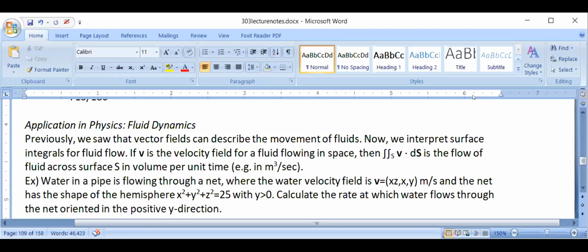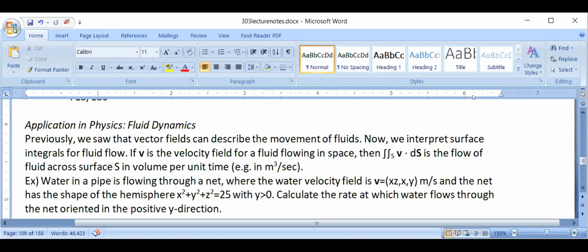Okay, so let's do an example. Water in a pipe is flowing through a net where the water velocity field is V equals xz comma x comma y, in meters per second. And the net has the shape of the hemisphere x squared plus y squared plus z squared equals 25, and we're going to take y to be positive, so it's that half of the sphere. Let's calculate the rate at which water flows through the net, oriented in the positive y direction.